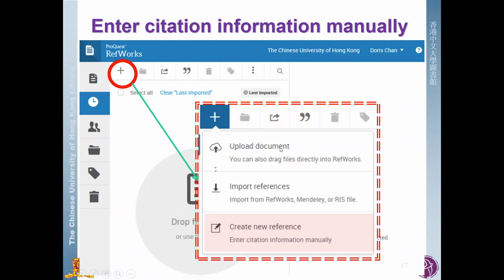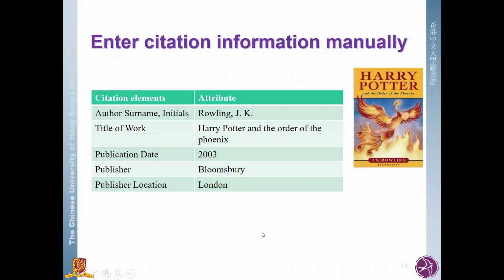Click on it, then you will find this option, create new references, enter citation information manually. Okay, so you click on it. For example, if I finish reading this book, I want to import the information into my account. The information I may need is the author's details, the title of the book, the publication day, publisher detail, and the publisher location, etc.